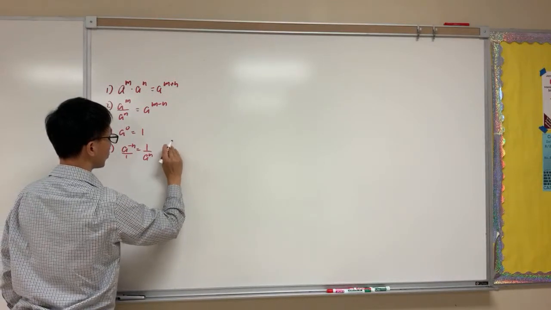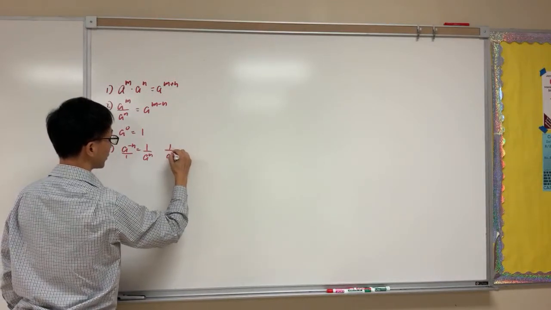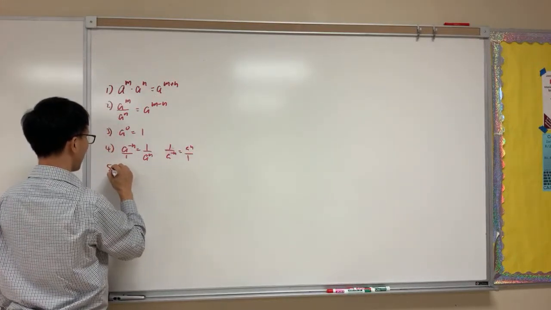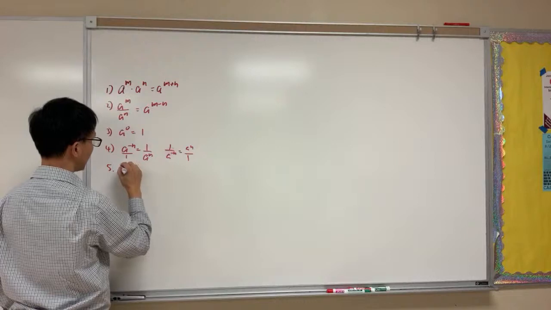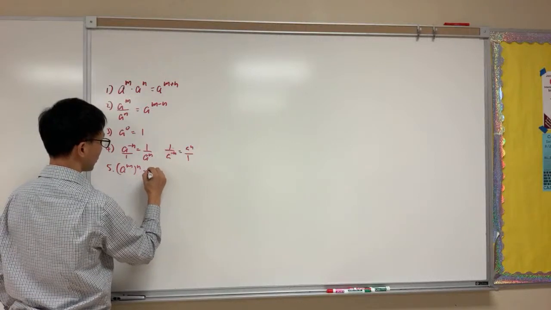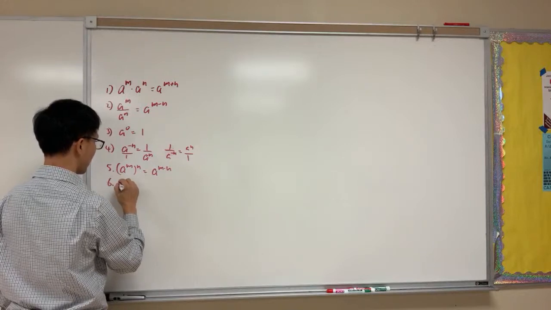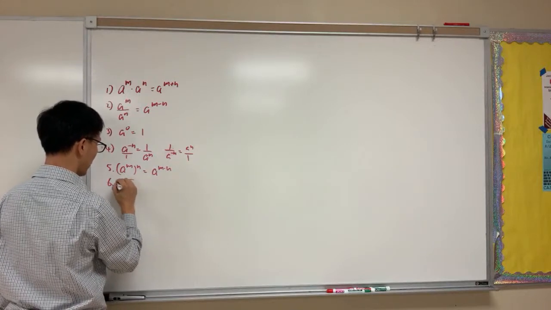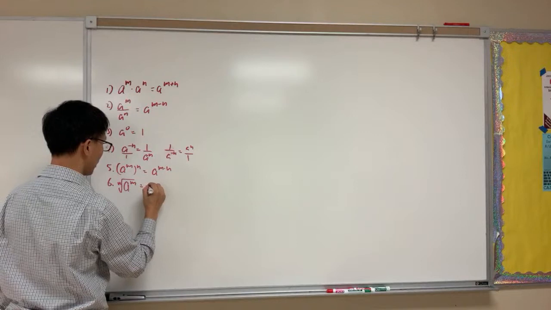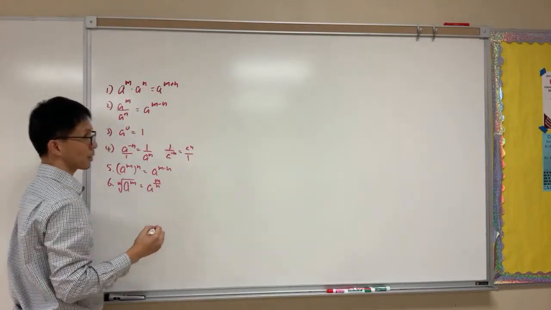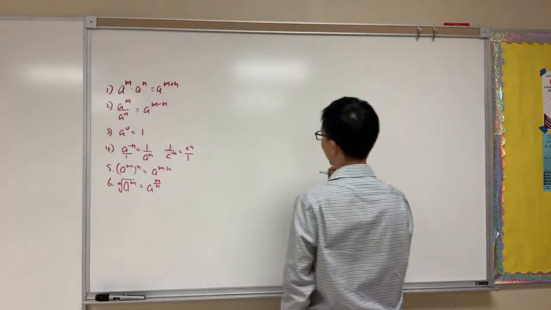and 1 over a to the negative n equal to a to the n over 1. Five: a to the m to the n power is equal to a to the m times n. Number 6, a to the m over n. So those are the rules. We're going to go through some examples.